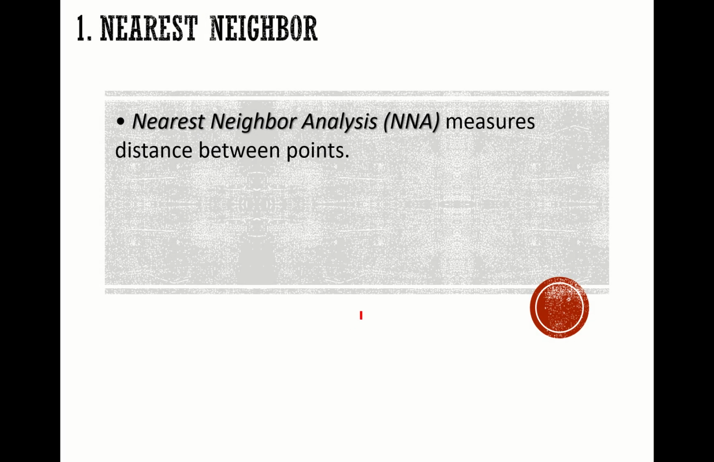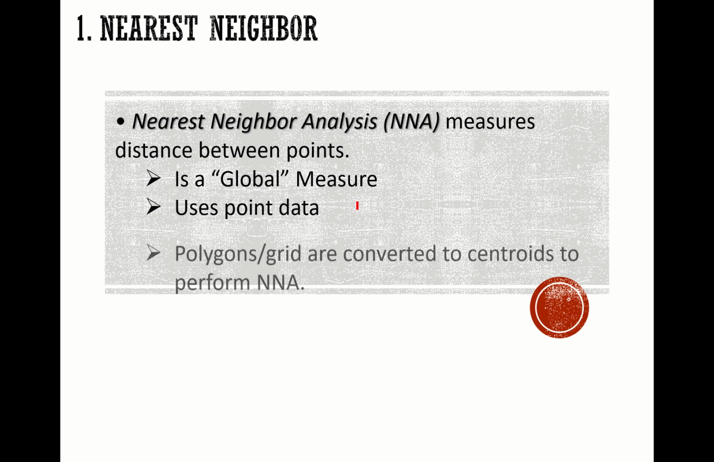So let's first look at nearest neighbor. Basically the nearest neighbor analysis, NNA, gives us an idea of the average distance between points. So it is a global measure. It doesn't give us any idea about local clustering really. And it uses point data, so we're not interested in the value at a certain location. We're just looking at the spatial distribution of certain points, so X, Y, lat, and longitude.